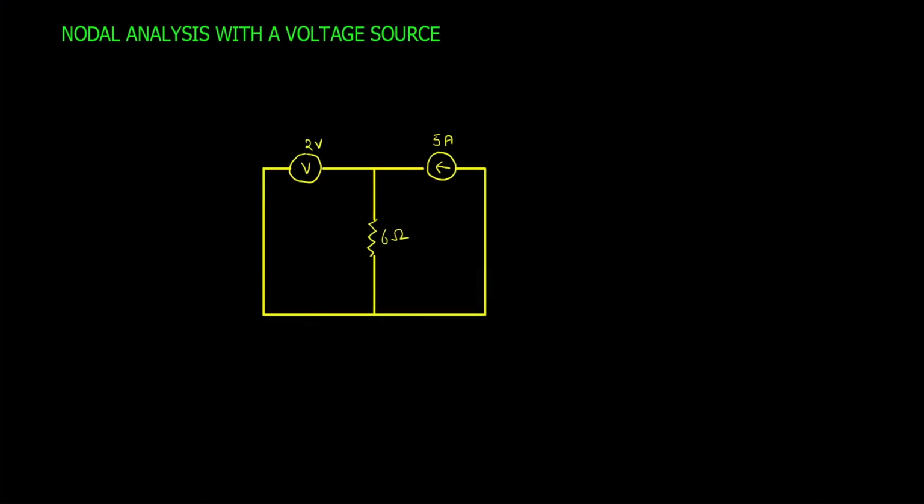We have previously discussed nodal analysis without a voltage source. Now let us discuss nodal analysis with a voltage source. The difference between the two is that in the previous topic we didn't have any voltage sources present in the circuit. In this topic we have a voltage source present in the circuit.